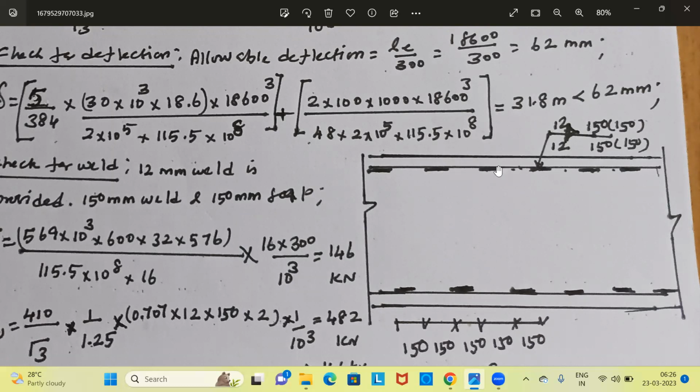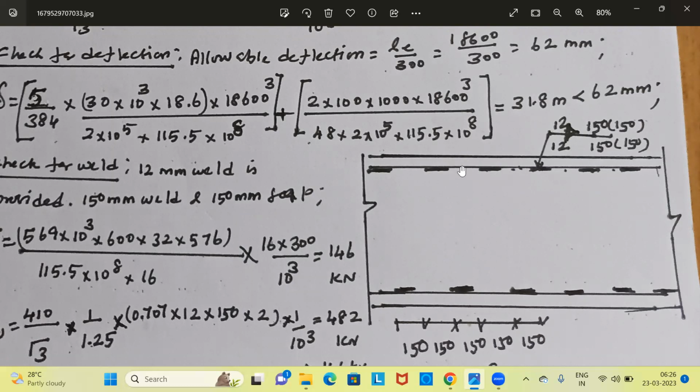So, if you take one weld strip of 150 mm, the influence length is 150 mm plus 75 mm from the left hand side plus 75 mm from the right hand side. So, the influence length of one weld strip is 300 mm. 75 mm is nothing but half of the gap. Gap is 150 mm.